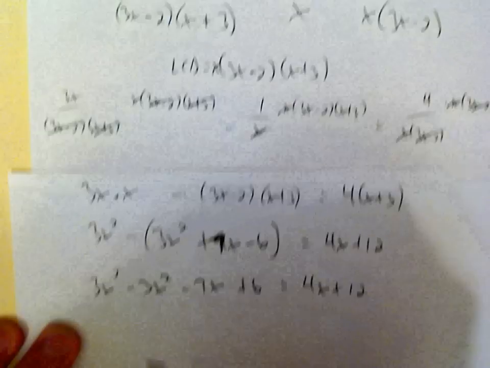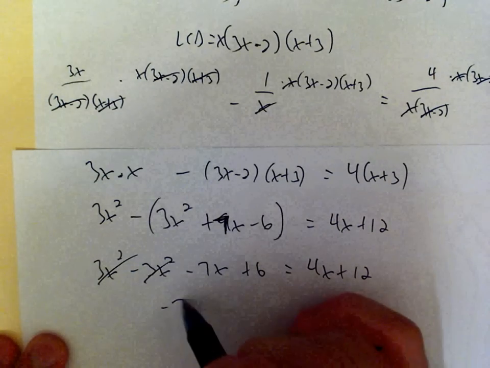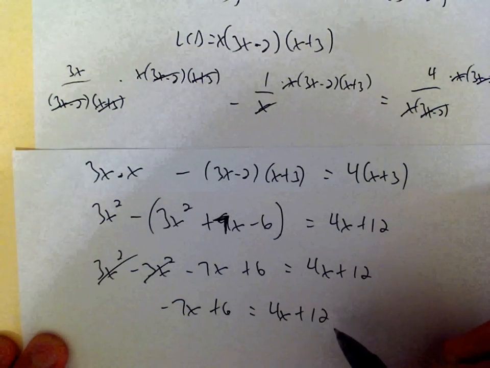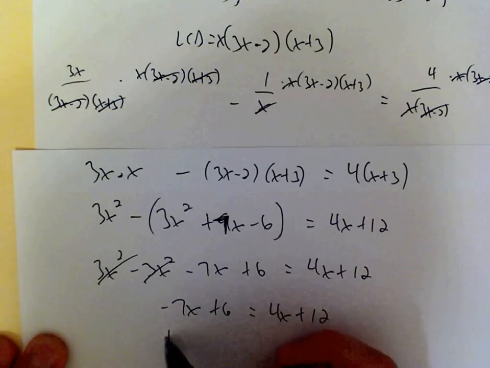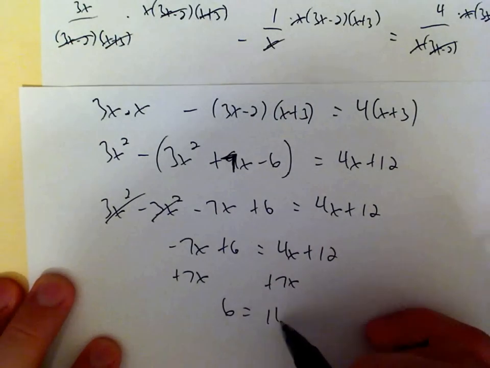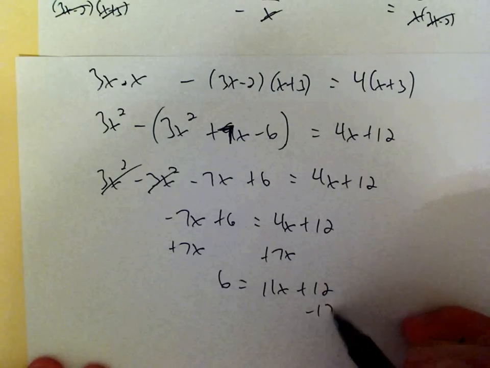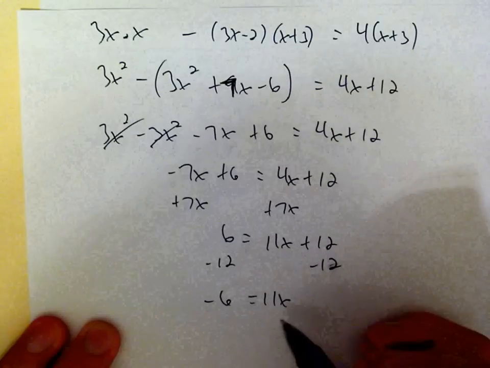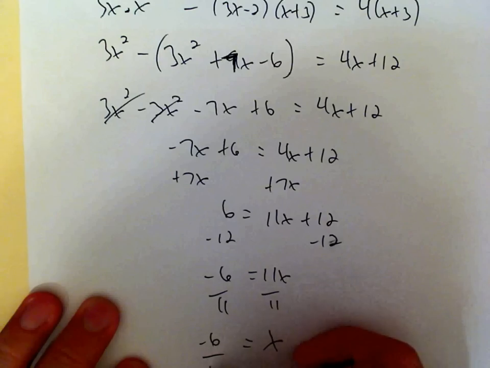Notice these 3x squared are the same. Anything subtracted from itself is 0, so they're gone. And it leaves negative 7x plus 6 equals 4x plus 12. I'm going to solve the linear equation by starting with the smallest x term. So I'm going to add 7x to both sides, and I get 6 equals 11x plus 12. I'm going to isolate the x term by subtracting 12 from both sides, and we get negative 6 equals 11x. Going to divide both sides by 11. We get our final answer of x equals negative 6 over 11.